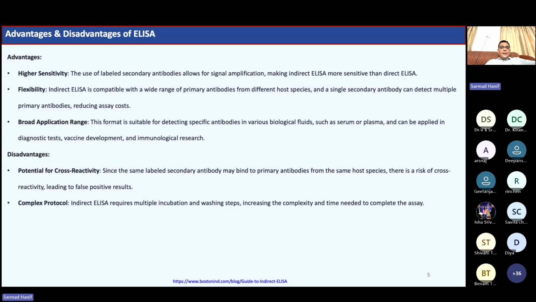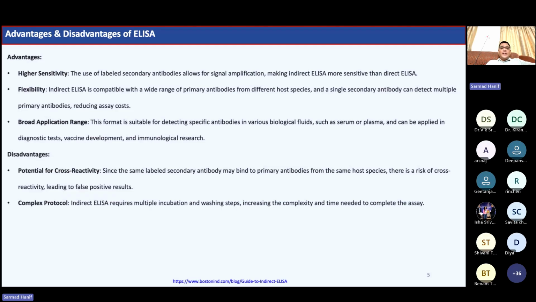Okay. Now, coming to the next slide, we have the advantages and disadvantages of ELISAs. Obviously, any technique or tool has some advantages and some disadvantages, but because they can be used for antibody estimation, they are being used, keeping in mind both the advantages as well as the disadvantages. In terms of the advantages, we have the higher sensitivity.